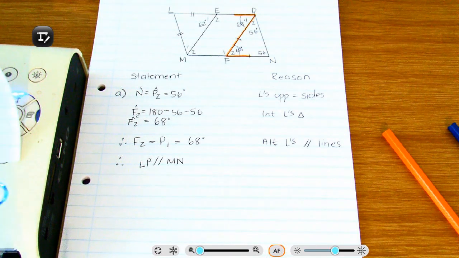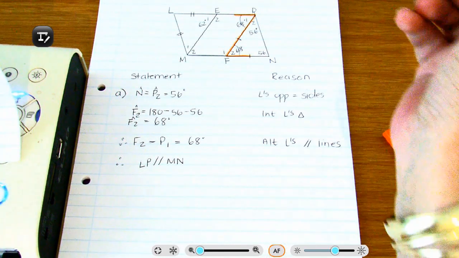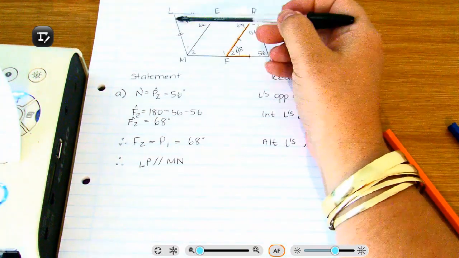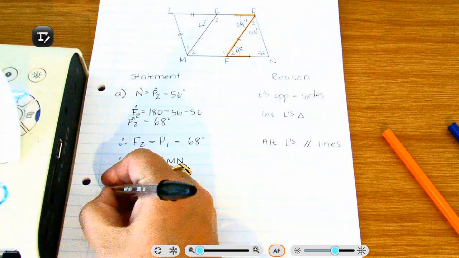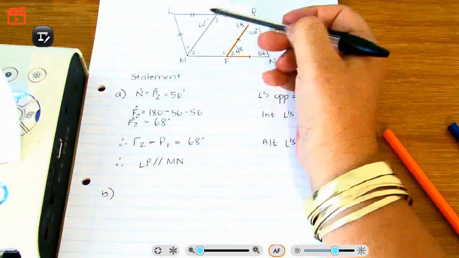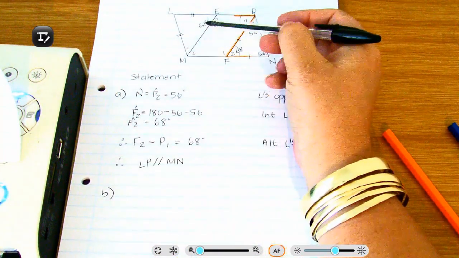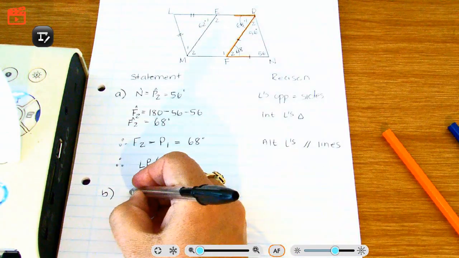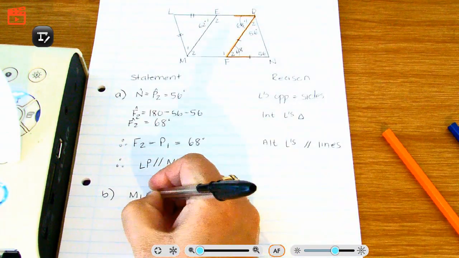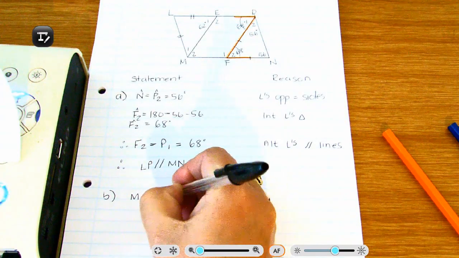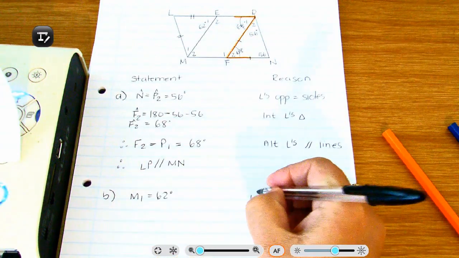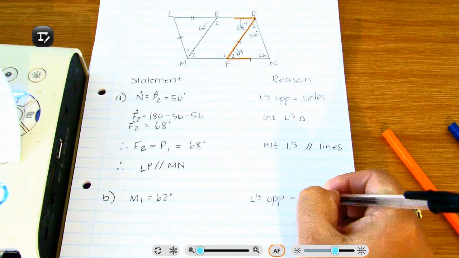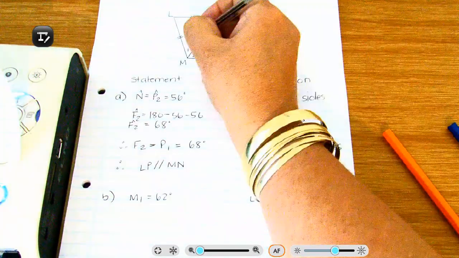So the first thing that you should see is that in this triangle here, that is another isosceles triangle, so I'm working with number B, and you should see that M1 and E2 are equal because of the isosceles triangle. So you're going to say there that M1 is equal to 62 degrees, and your reason would be angles opposite equal sides, and I'm going to fill it in there, 62 degrees.